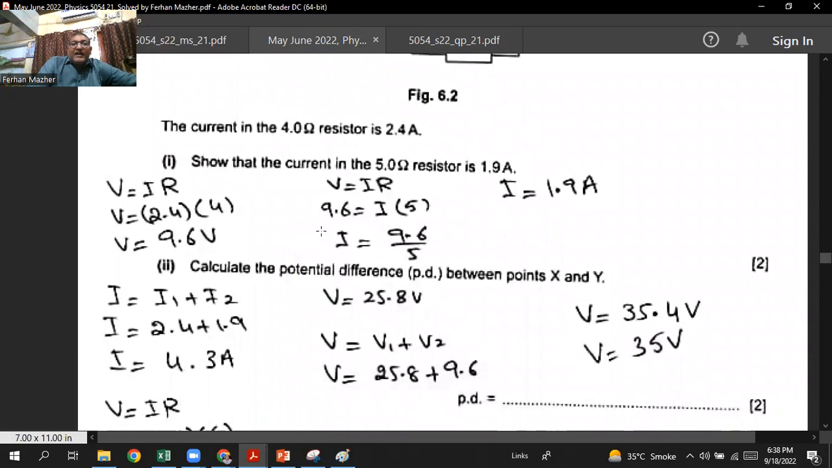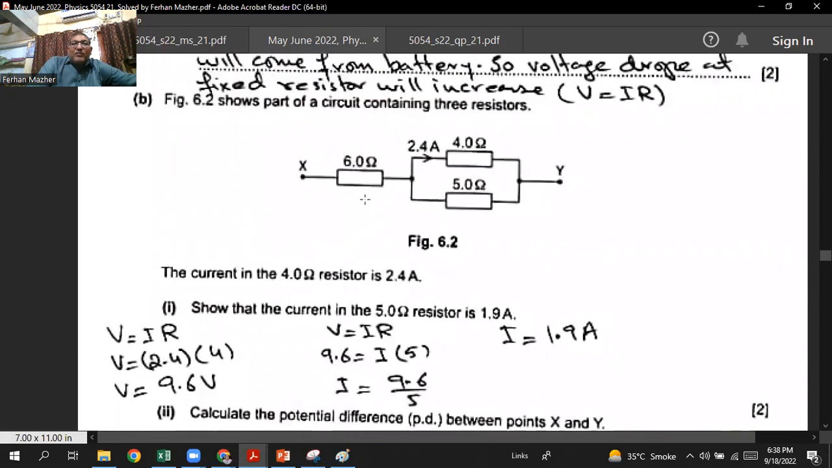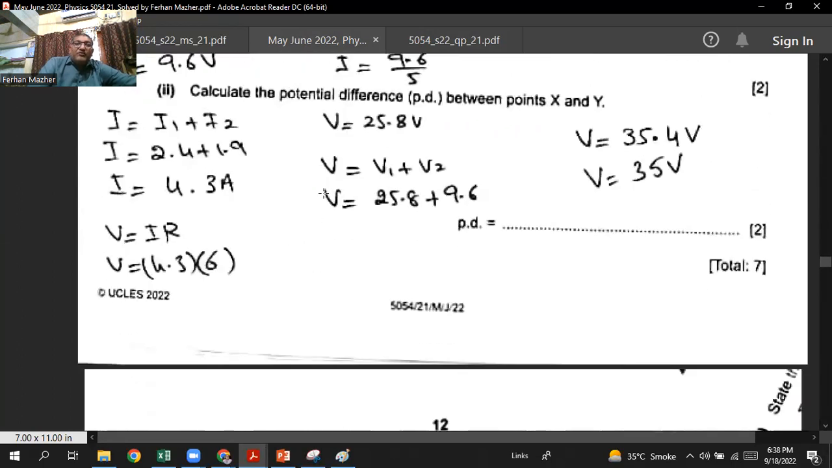And I know the voltage drop on the parallel combination is 9.6. I will simply add both the voltage drops. So the total voltage drop will be V1 plus V2. That will be 25.8 plus 9.6, and that will be 35.4 volt. When you round it up to two significant figures, it will be only 35 volts. So this question is done.